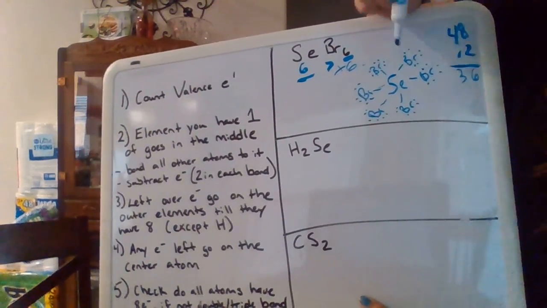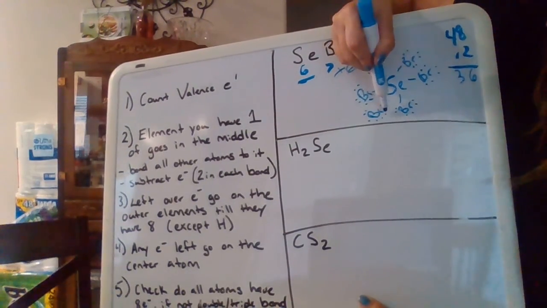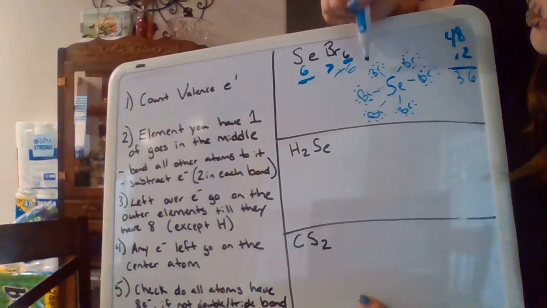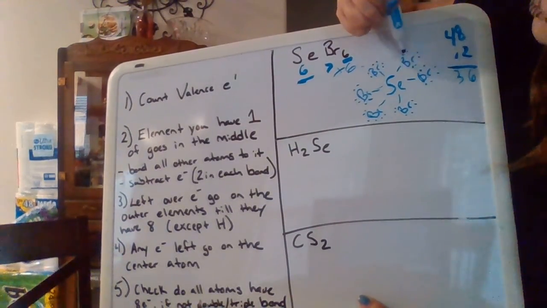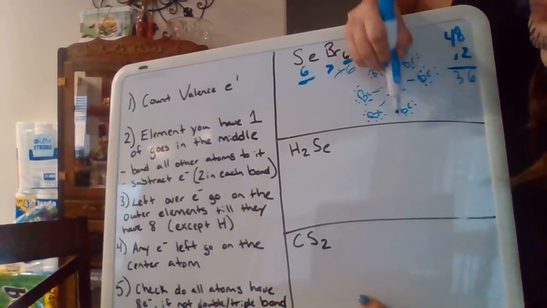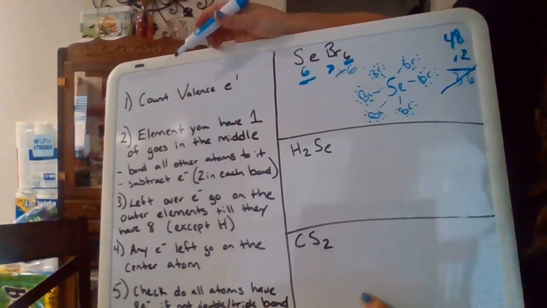Now let's make sure I didn't use too many. So I already used that much. I had 36 left. So I have 1, 2, 3, 4, 5, 6, 7, 8, 9, 10, 11, 12, 13, 14, 15, 16, 17, 18, 19, 20, 21, 22, 23, 24, 25, 26, 27, 28, 29, 30, 31, 32, 33, 34, 35, 36. I've used all of them perfectly. I've used all of my electrons up.